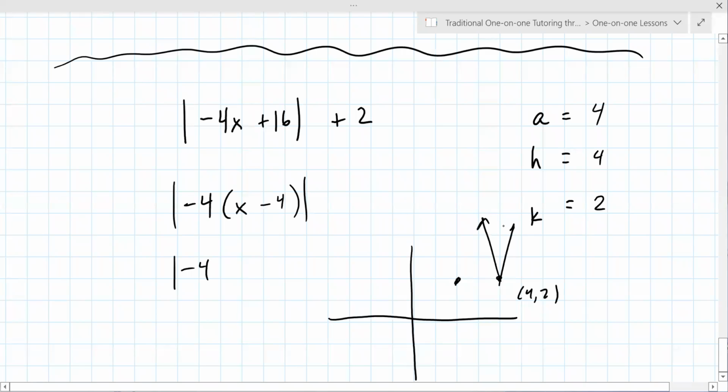Okay. So does this have any x-intercepts? Does it ever cross the x-axis? No. Excuse me, does it have a y-intercept? And before you answer, these always have a y-intercept. So the answer to that is always yes. Absolute value functions always have a y-intercept, but they don't always have an x-intercept.